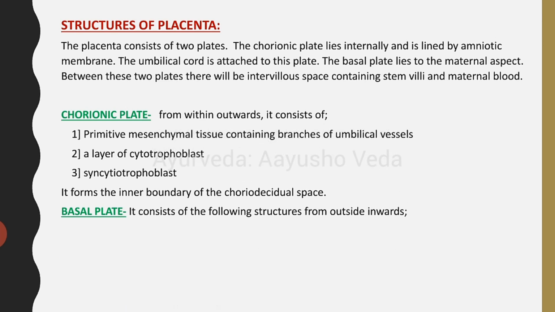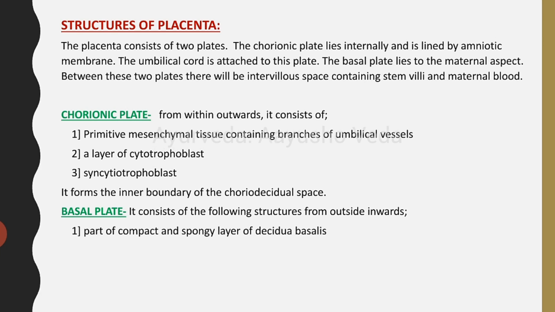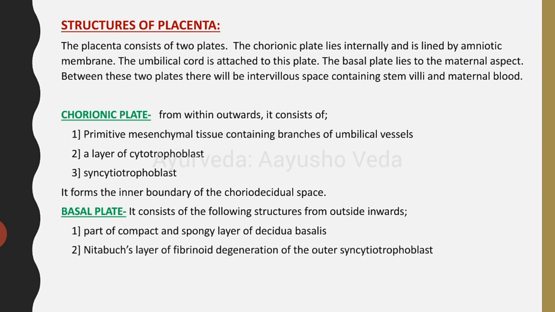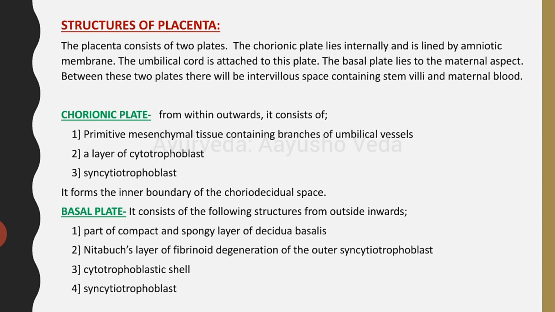Second one is basal plate. It consists of following structures from outside to inwards. First one is part of compact and spongy layer of decidua basalis. Second one is Nitabuch's layer of fibrinoid degeneration of the outer syncytiotrophoblast. Third one is cytotrophoblastic shell, and the last one is syncytial trophoblast. These are the layers of chorionic plate and the basal plate.